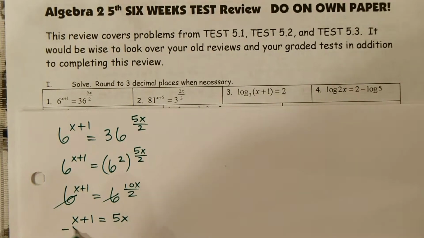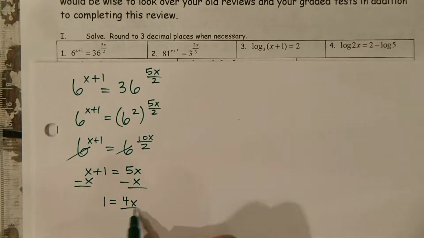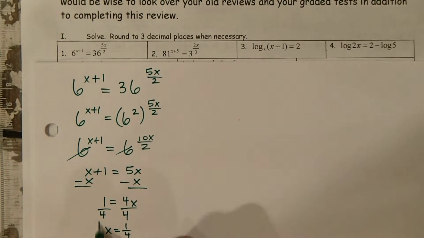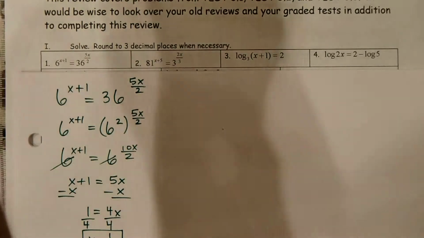We can subtract 1x here, subtract 1x. So we'll have 1 equals 4x. Divide by 4, x equals 1/4. For number 1. Okay, number 2.